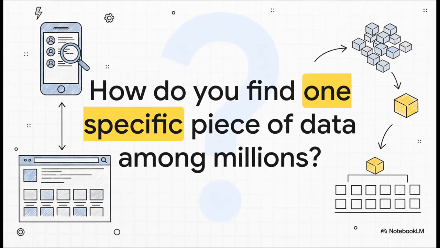Okay, so just imagine for a second, you're scrolling through millions of contacts in your phone, or you're on a massive online store with millions of products. How do you find that one specific thing you're looking for in the blink of an eye? How is that even possible? Well, this is the exact problem that hash tables were born to solve.